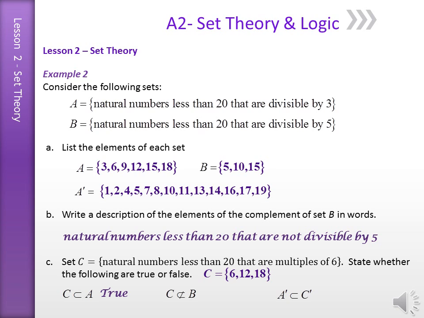For the second one, let's take a look at the elements of C and see if they are in B. Right away we see that the 6 in set C is not in set B. So C is not a subset of B. So we can see that C is not a subset of B is true. And then we have A prime, subset of C prime. If we look at the A prime, 1, 2, 4, 5, etc., all of those elements would actually be in C prime, so that would indeed be true.